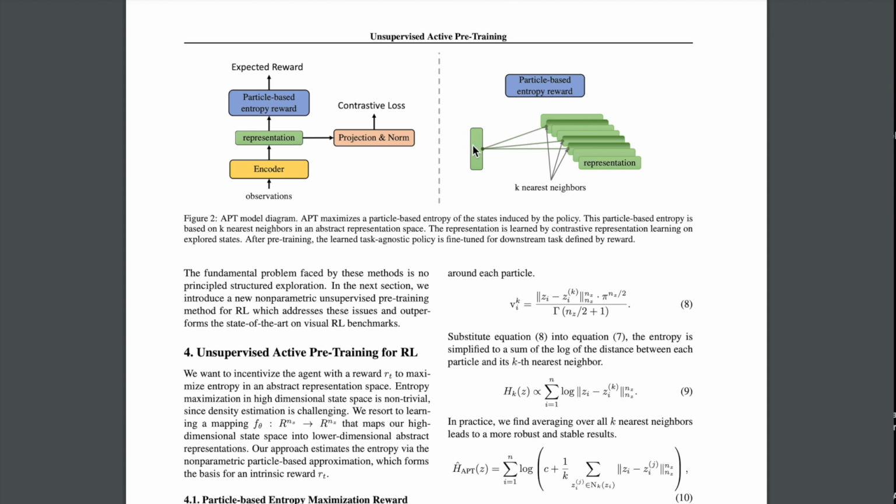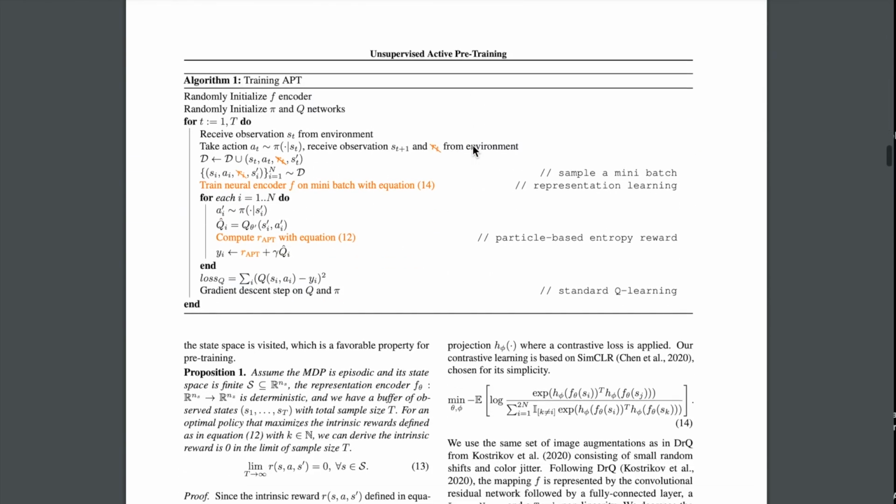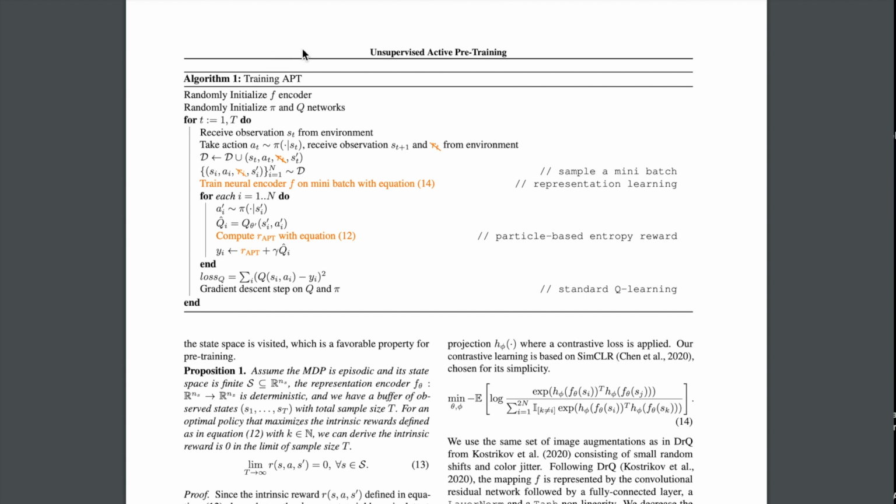So with a quick understanding of this particle-based entropy reward to use contrastive representations to signify that this state is actually a novel state in the task of exploration, let's look at the overall algorithm to put all this together. So algorithm 1, training active pre-training: randomly initialize the encoder F, randomly initialize the policy and Q learning networks. For i from 1 to T, this is the hyperparameter of how many steps you want to do this for. Receive the state from the environment, take an action, the policy mapping to an action from the state, and then you get the next state S prime.